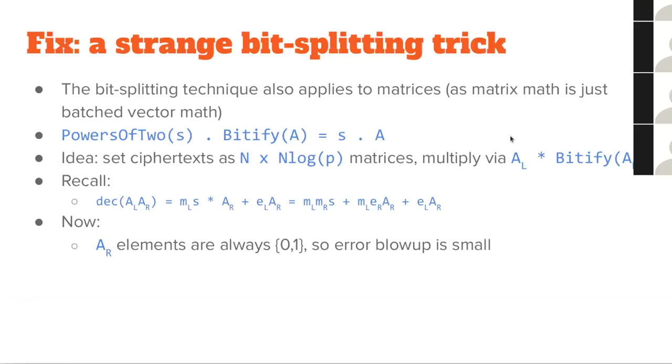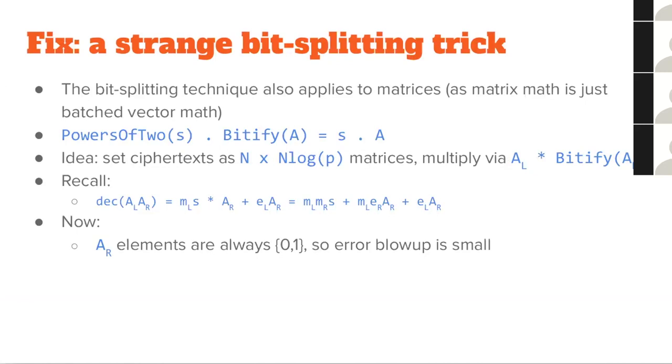Right. Another way to think about this is that this approach is just an optimization. You can make a less efficient but easier to understand protocol if your ciphertexts are n log p times n log p matrices. So imagine your ciphertexts are bitify AL and bitify AR. They are big matrices that contain only zeros and ones and have the property that powers of 2 of S is an eigenvector. So we agree that if you just multiply AL times bitify of AR, then powers of 2 of S is going to be an eigenvector of the product, right?